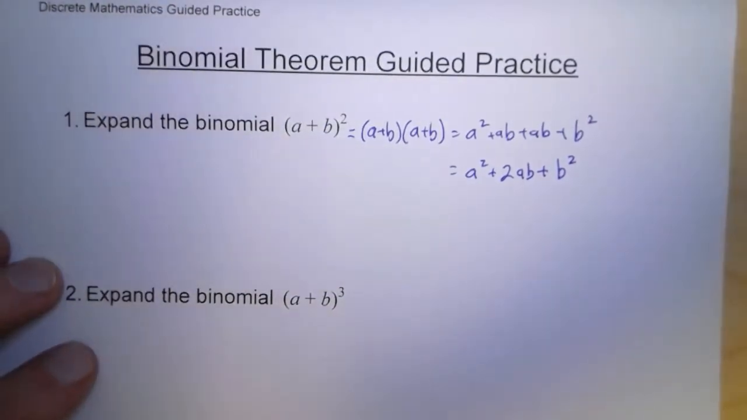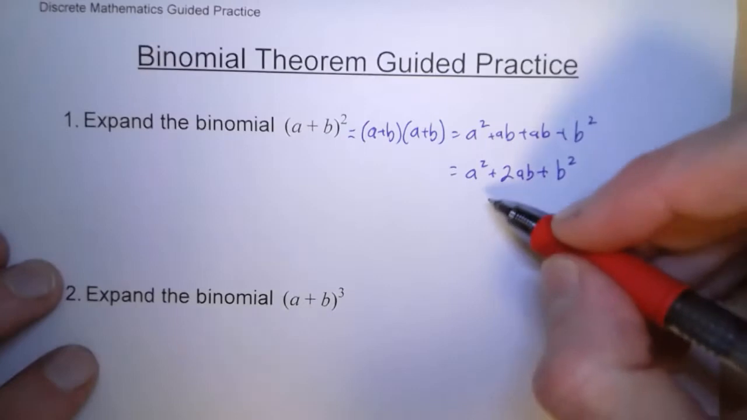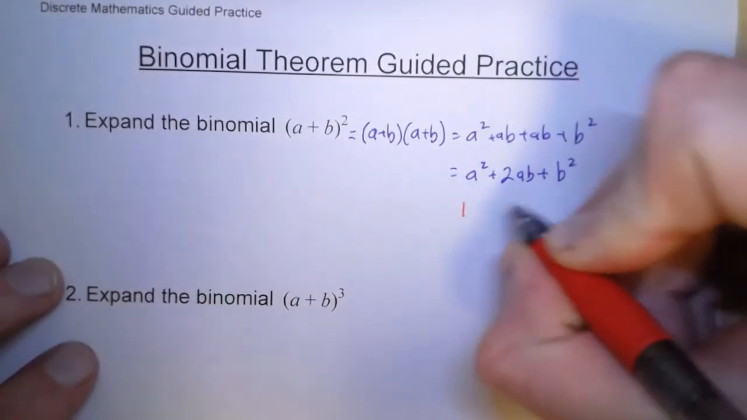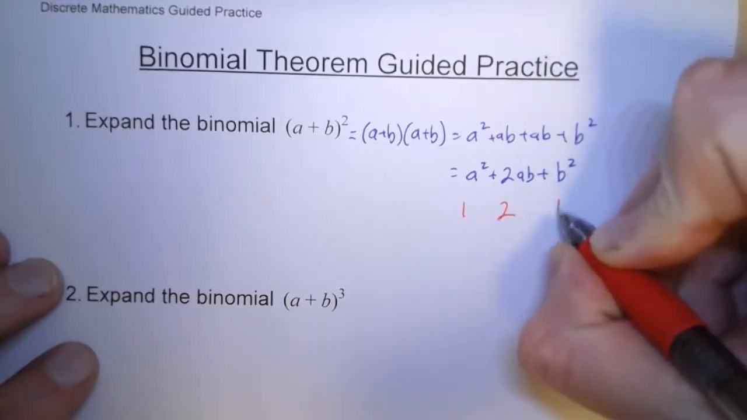Now, what will be important in a moment that you'll see is I want to highlight the coefficients. What are the numbers here? The numbers are 1, 2, and 1.